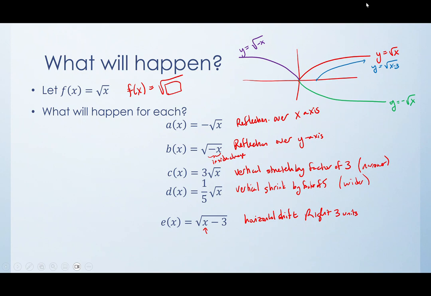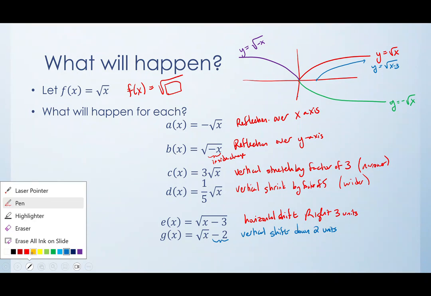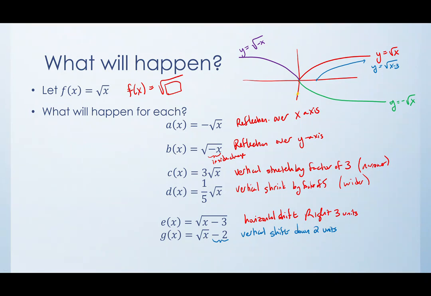Now you compare that with square root of x minus 2, right? This is now an outside change, so this is going to be a vertical shift down 2 units. And so we would take our red graph and move it down. I think I'm out of colors. We'll make it orange. It's going to look a little weird, kind of like that. So here's our square root of x minus 2.